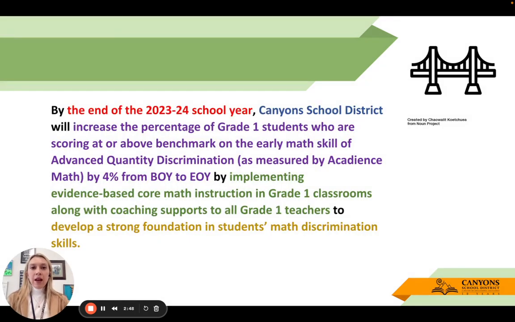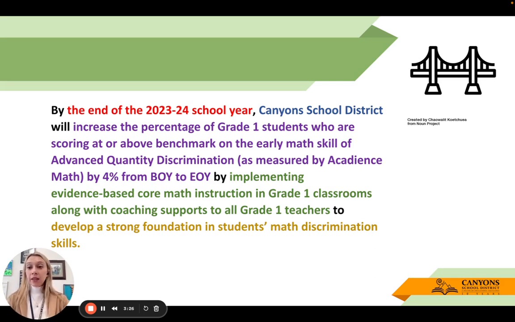As a quick bridge, I wanted to make sure that we continue to remind ourselves that our goal in mathematics for our early learning is that by the end of this school year, 23-24, we will increase the percentage of first grade students who are scoring at or above benchmark at the early math skill of advanced quantity discrimination through Acadience, that AQD, by 4% from the beginning of the year to the end of the year. And there are some ways that we can do that through our evidence-based instruction, coaching supports to our first grade teachers, and then making sure that we give our students that strong foundation in math discrimination skills.